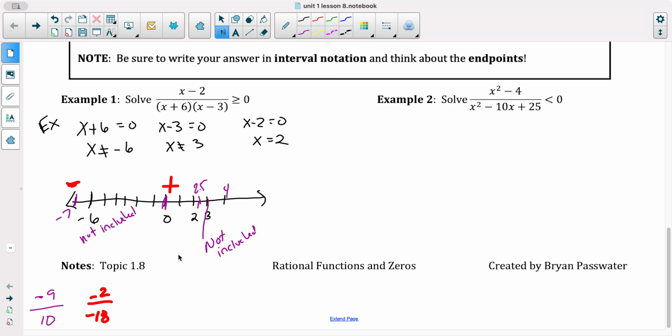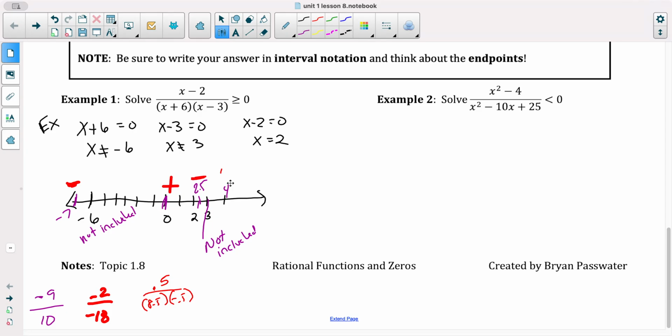So, okay, 2.5 minus 2, that's 0.5. And then 2.5 plus 6 is going to be 8.5. And then 2.5 minus 3 is going to be -0.5. So I don't actually have to multiply this out to know that this answer is going to be negative, because I've got a positive top and a negative bottom. So that means that is going to be negative.